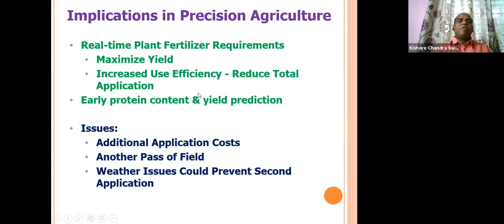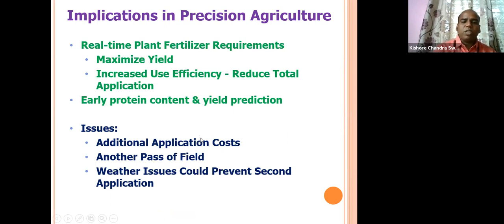So the implications of precision agriculture: it will increase efficiency, and we can maximize our yield. We can also have early yield prediction, like we are saying using remote sensing. Sometimes we expect how much grain production there will be. On that basis, we can decide how much storage, export or import is needed. That decision we can make by early prediction of yield.